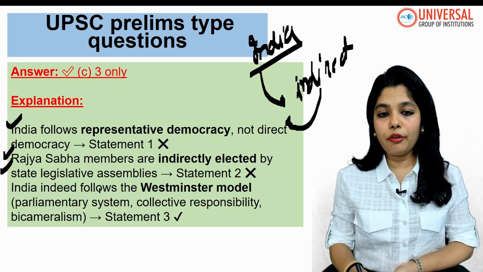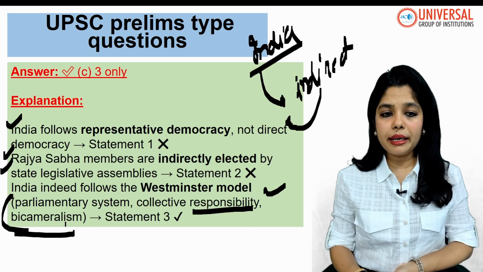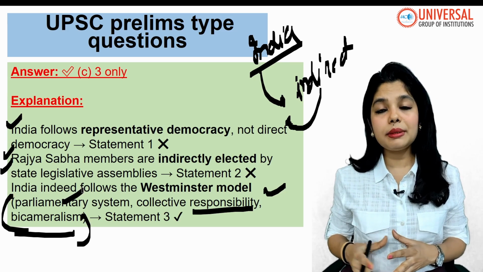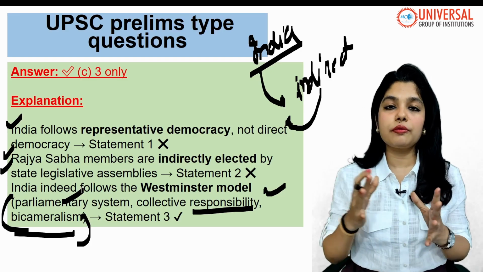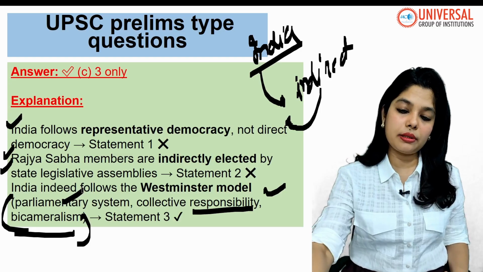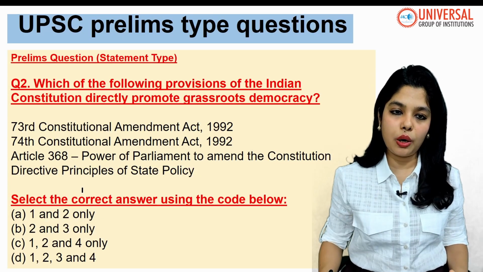And yes, India follows the Westminster model: parliamentary system, collective responsibility, bicameralism. We follow the parliamentary system, the collective responsibility of the executive towards the legislature, and then we have bicameralism, that is Lok Sabha and Rajya Sabha, and in states also we have two houses.